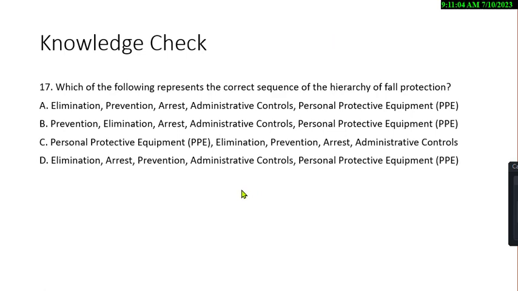So which of the following represents the correct sequence of the hierarchy of fall protection? Elimination, prevention, arrest, administrative controls, PPE. Prevention, elimination, arrest, administrative controls, PPE. PPE, elimination, prevention, arrest, administrative controls. Elimination, arrest, prevention, administrative controls, PPE. So they threw a curveball in this question as they added PPE in it. What do you think?